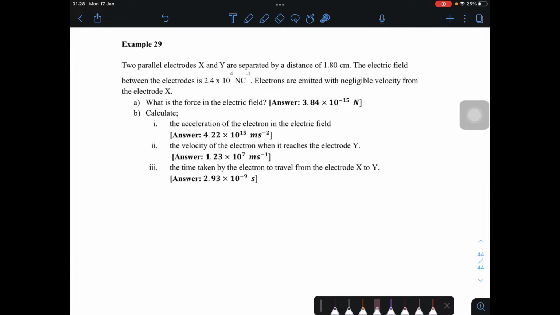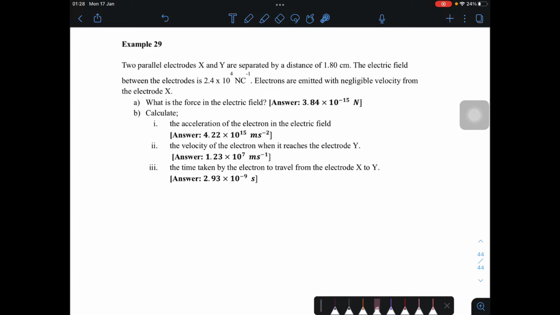Okay, so let's look at the last example for this chapter. Two parallel electrodes X and Y are separated by a distance of 1.8 cm. The electric field between the electrodes is 2.4 × 10^4 Newton per Coulomb. Electrons are emitted with negligible velocity from electrode X. What is the force in the electric field? Calculate the acceleration of the electron in the electric field, the velocity of the electron when it reaches the electrode Y, and the time taken by the electron to travel from electrode X to Y.